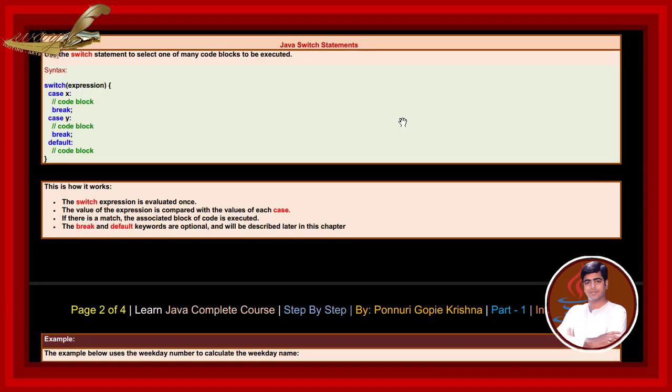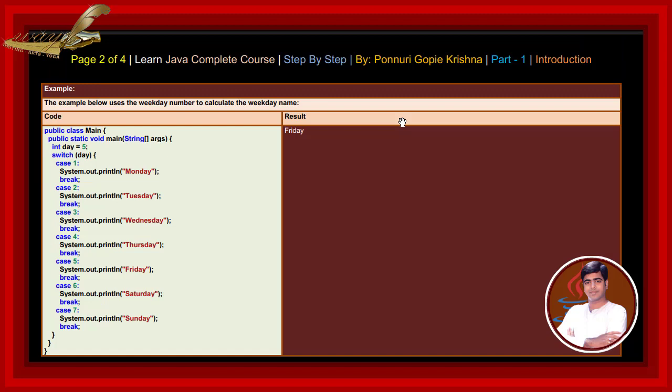The switch expression is evaluated once. The value of the expression is compared with the values of each case. If there is a match, the associated block of code is executed. The break and default keywords are optional and will be declared later in this chapter. See example. The example below uses the weekday number to calculate the weekday name.